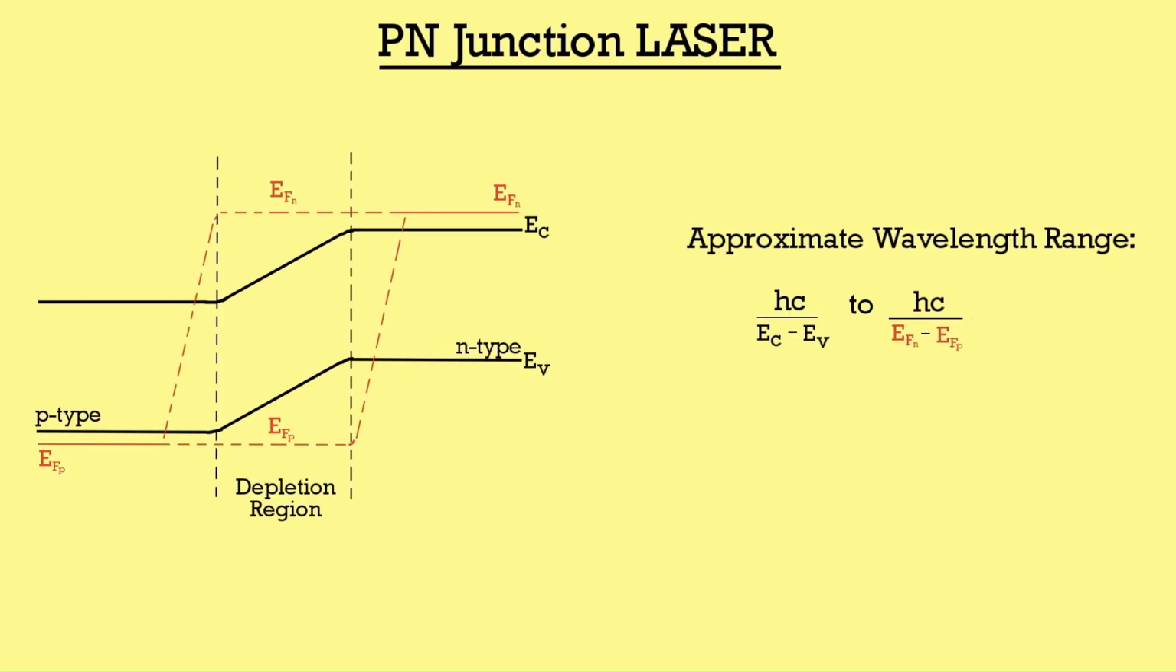The approximate wavelength range for a p-n junction laser is provided as Planck's constant h multiplied by the speed of light c divided by the band gap energy, to hc divided by the difference in quasi-Fermi energy levels. We have to consider EC minus EV because this is the minimum amount of energy that a photon can have as a result of recombination which takes place in the depletion region, as the minimum difference in energy between an electron in the conduction band and an electron in the valence band will be equal to EC minus EV.